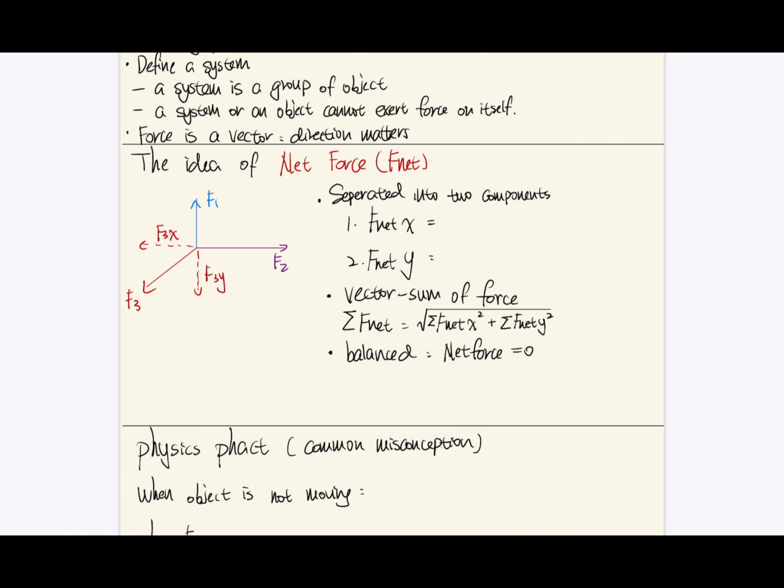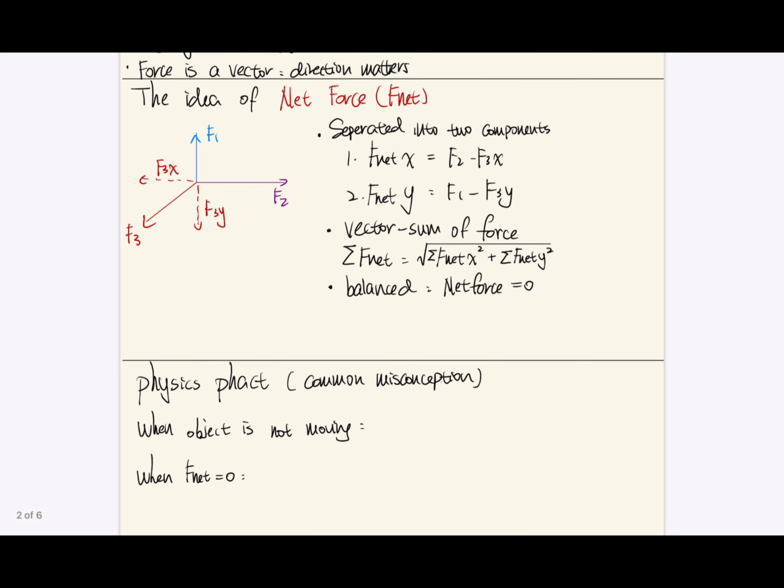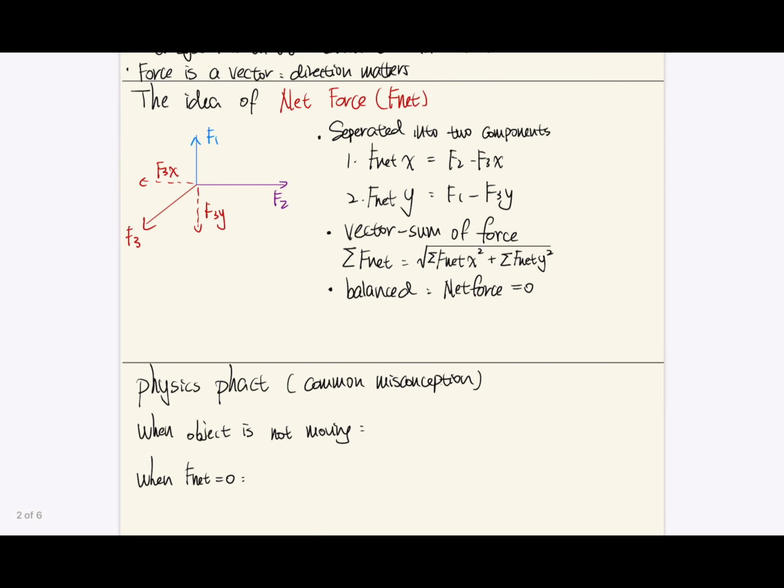Conventionally in physics, it's similar to kinematics. Right and up is positive, and down and left is negative. So F net x in this case is really just F2 minus F3x. And F net y is just F1 minus F3y. The vector sum of forces is just the net force. It's a single unified force, so we use the Pythagorean theorem to combine the horizontal component and vertical component.